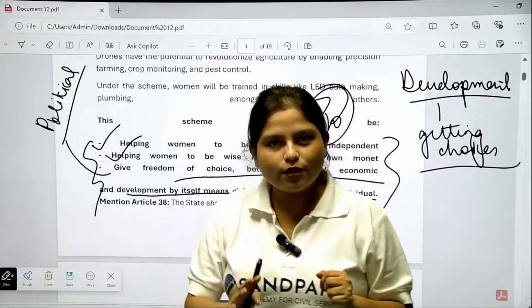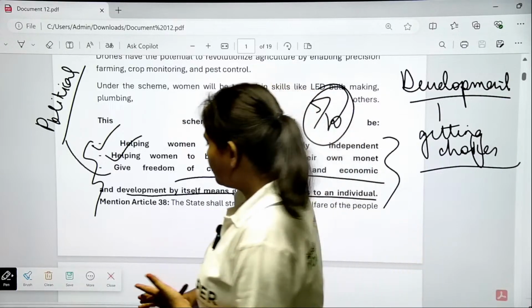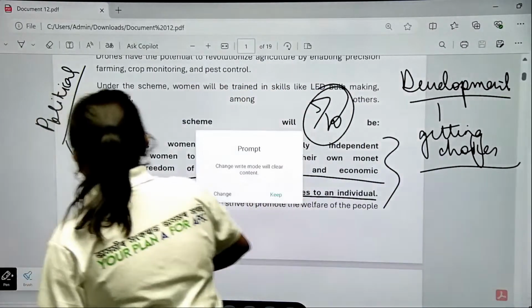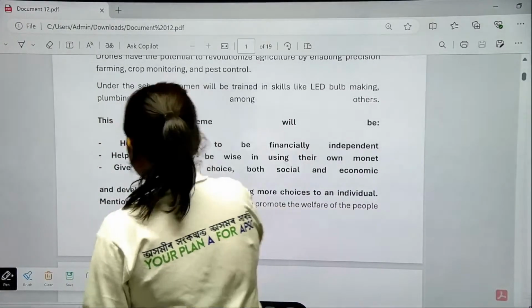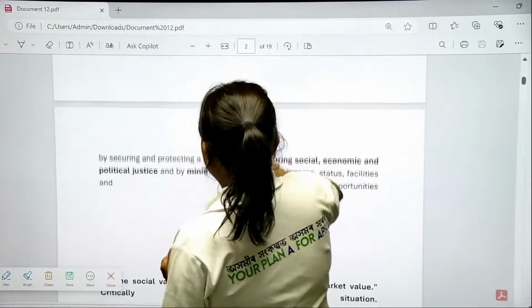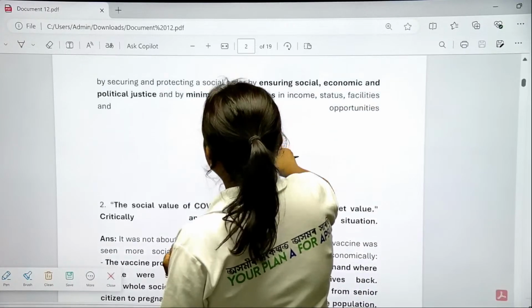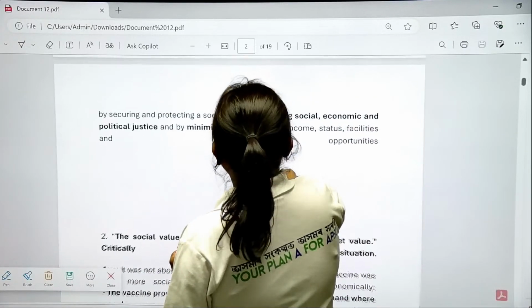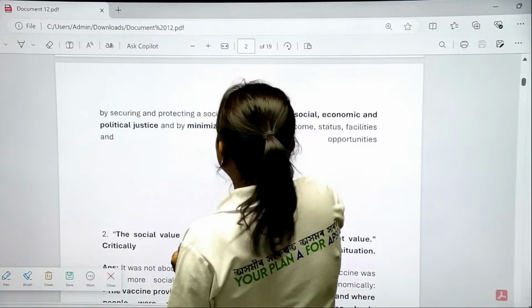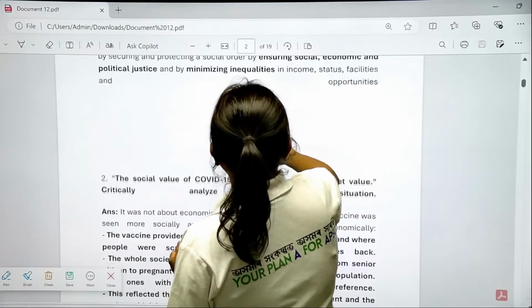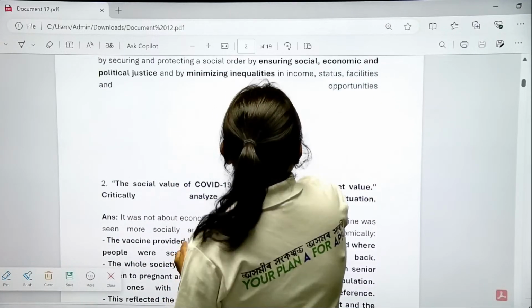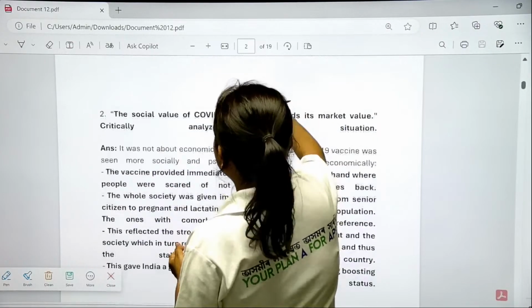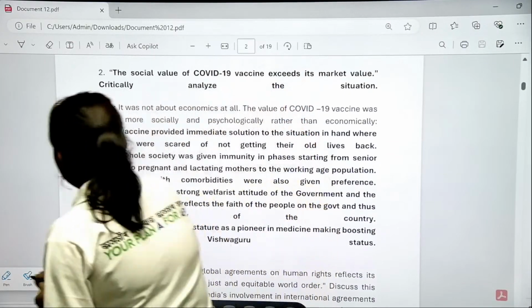So I hope you understood what was supposed to be written. Let's go to the next question. Here I have already written that by securing and protecting a social order, by ensuring social, economic and political justice and minimizing inequality in income, status, facility and opportunities. Okay. Now we go for question number 2.